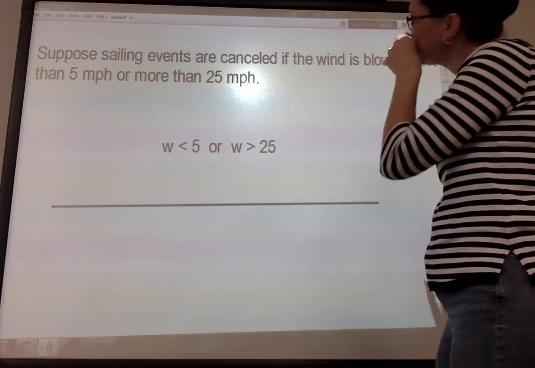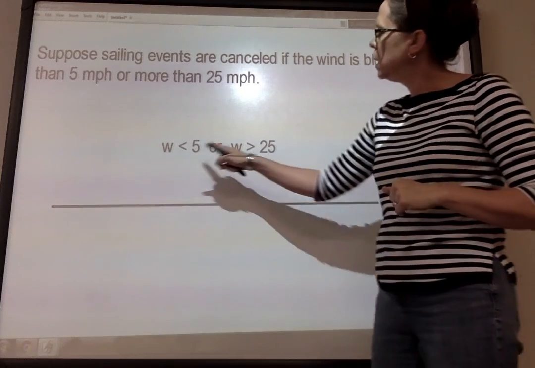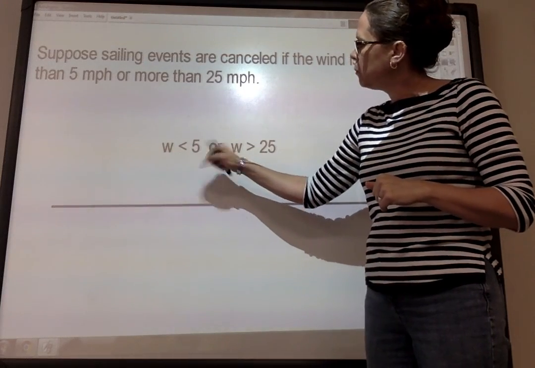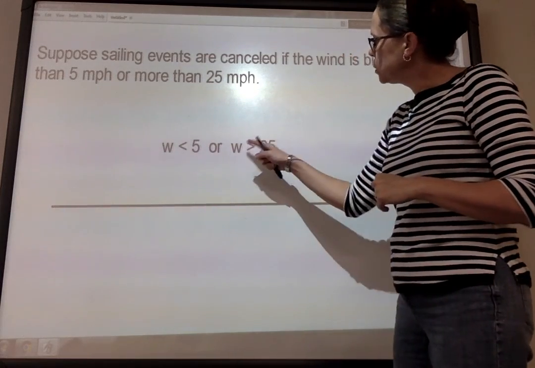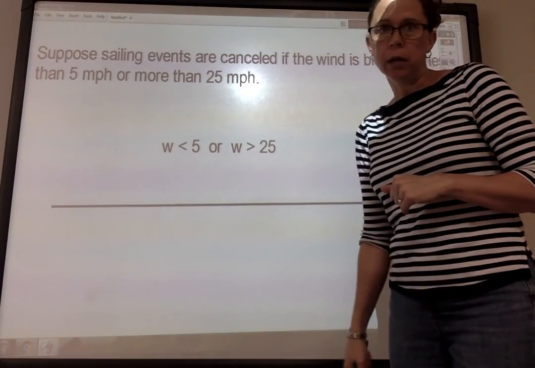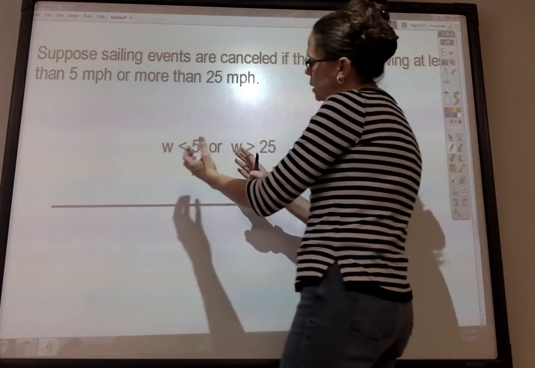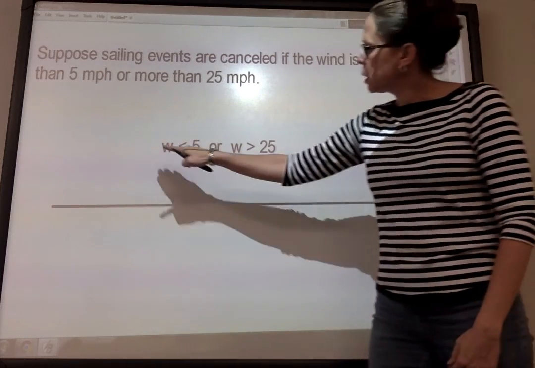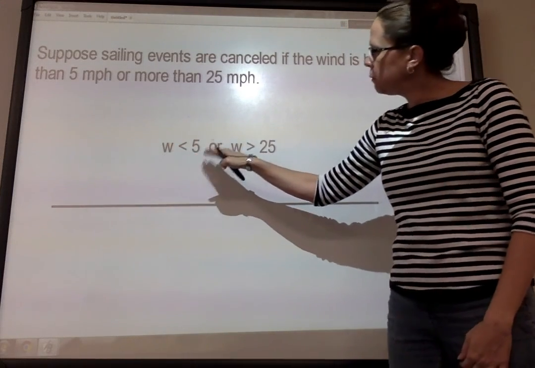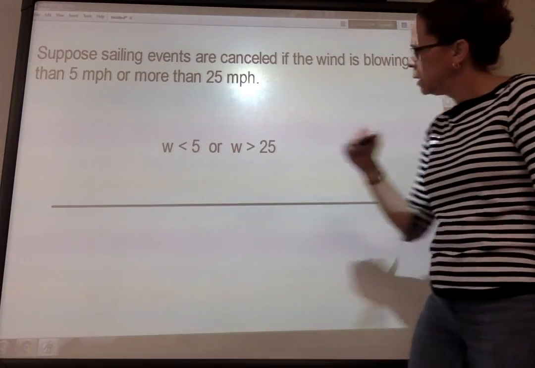I don't know anything about sailing. So, suppose sailing events are canceled if the wind is less than 5 miles an hour. Or if the wind is greater than 25 miles an hour, it gets canceled. Okay? So I can't combine these into one statement because it's an OR. So I'm just going to write the wind is less than 5 or the wind is greater than 25 is when events get canceled. Okay?